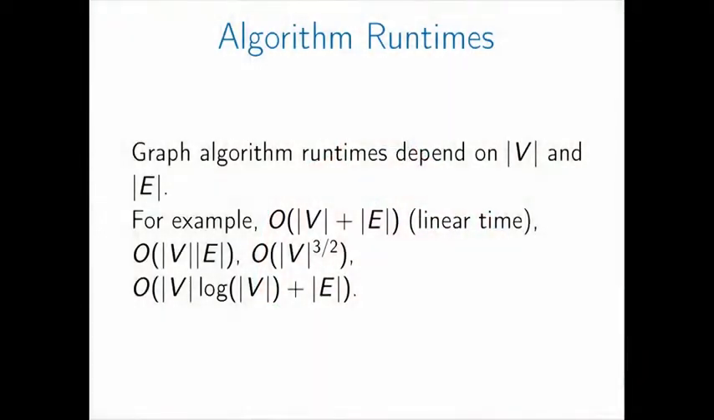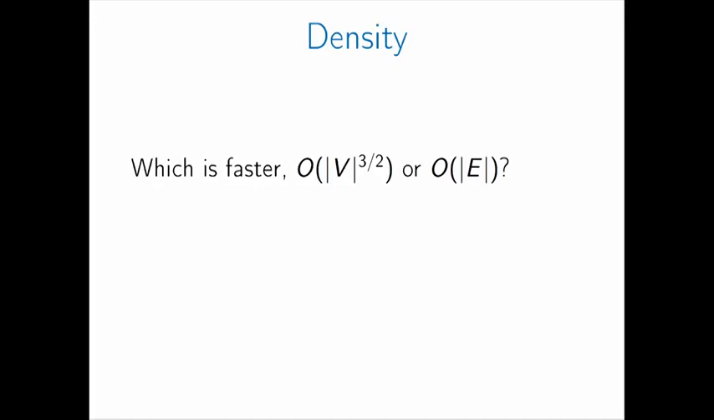You could have runtimes like O of size of V plus size of E, which is generally considered to be linear time. But you could also have O of size of V times size of E, or size of V to the 3/2, or V log V plus E. There are many different possibilities for types of runtimes. If you only have one parameter, it's easy to compare n log n versus n squared versus n cubed. But if one algorithm runs in time size of V to the 3/2, and the other runs in time size of E, it's not actually clear which one's faster.